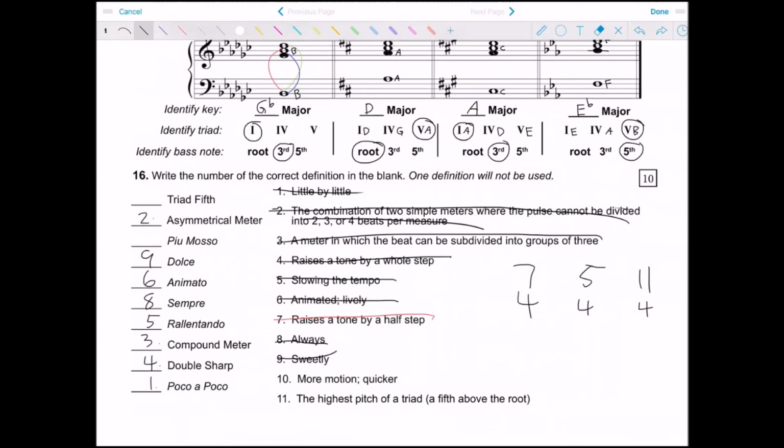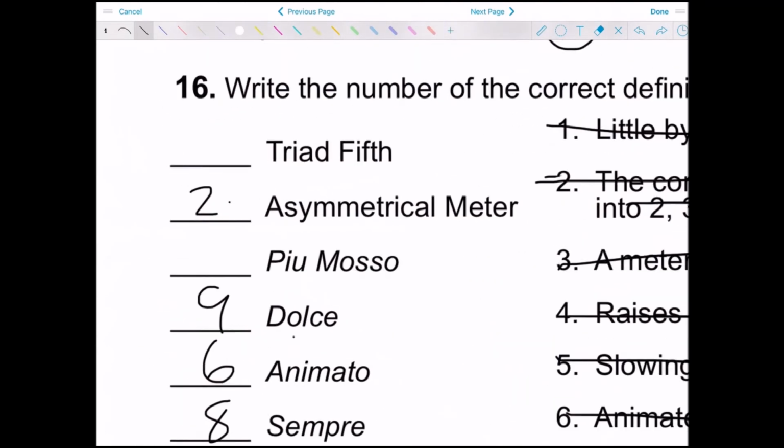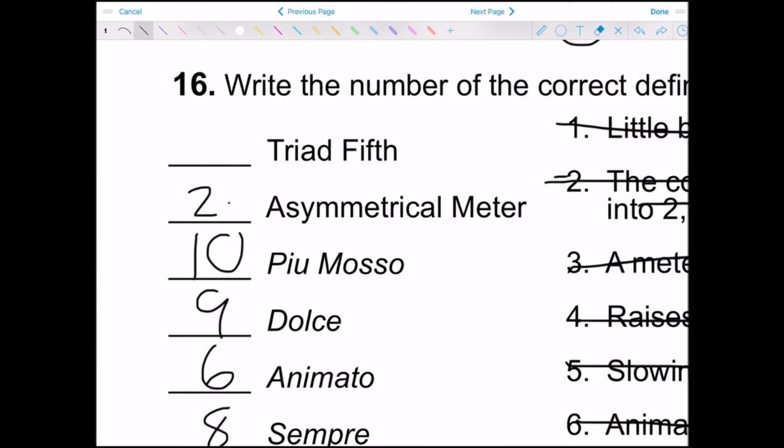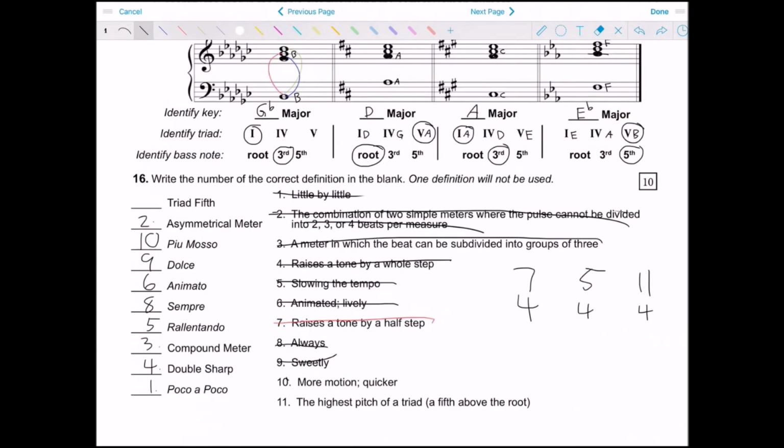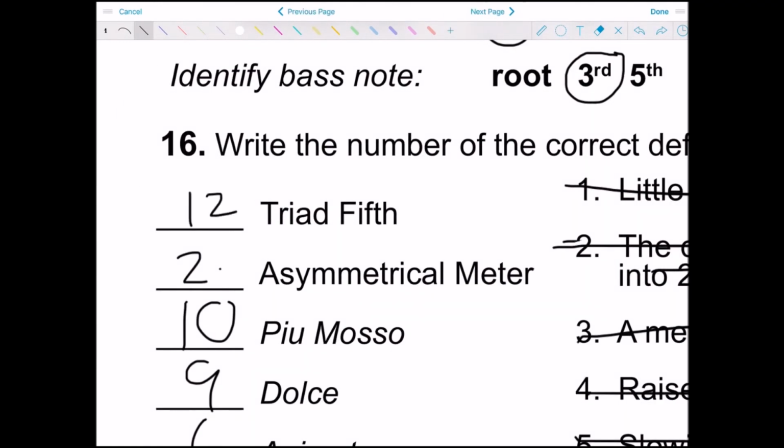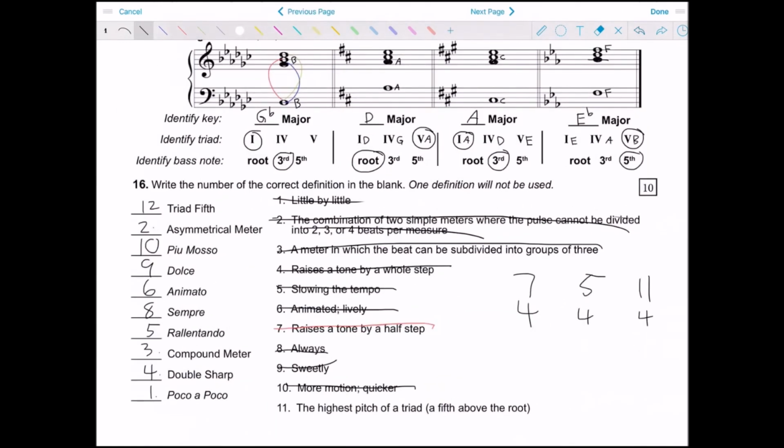Number 10, more motion, quicker. Più mosso, more motion. A little more motion, quicker. Alright, and number 11, the highest pitch of a triad, a fifth above the root. That is the triad fifth.